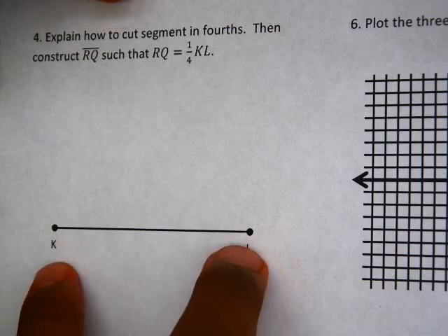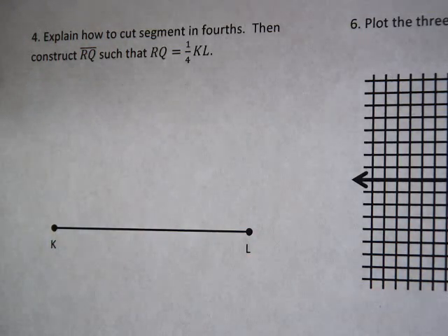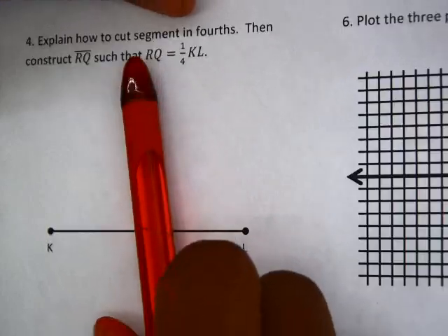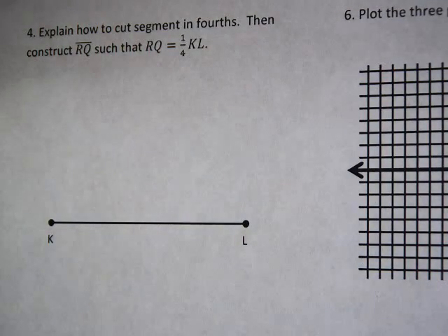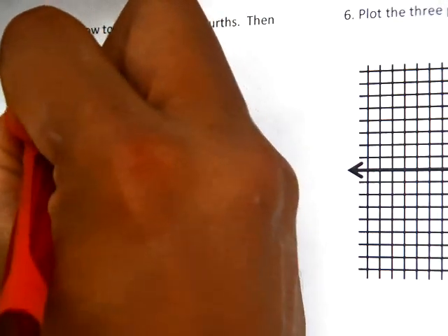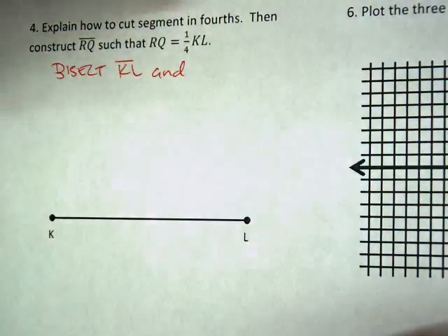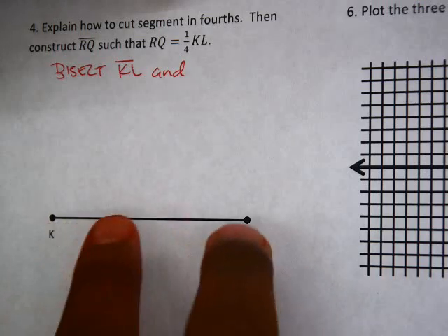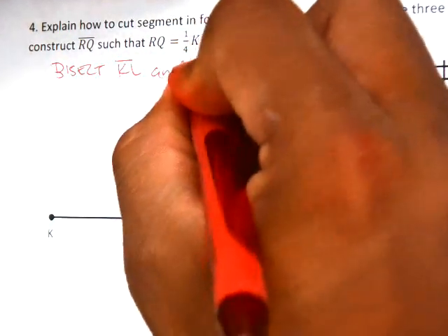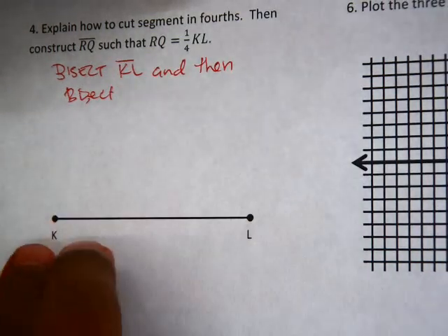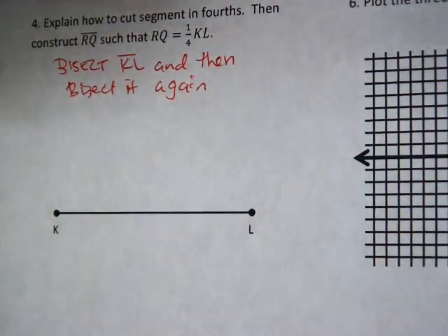Number 4 is a construction. I'm supposed to explain how to cut this line segment, KL, into fourths. And then I'm supposed to construct a line segment RQ that's a fourth of the length of KL. So explaining how to cut it in fourths, well, what I can do is bisect KL. So that'll cut it in halves, right? So in halves, there should be 2 pieces. And then if I bisect it again, it'll give me fourths. I'll show you what I mean in the picture or in the construction.